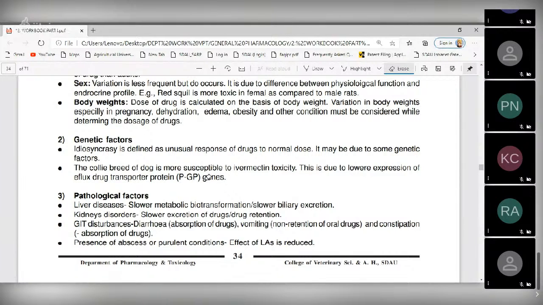Body weight: the dose of the drug is calculated on the basis of body weight. If the variation in body weight is very high, there will always be a variation in dose, and because of that there is always a variation in the dose response curve. For example, during pregnancy there is an increase in the relative body weight of the mother. If there is dehydration, there is a decrease in body weight. If there is edema, there is an increase in body weight. These are pathological conditions which change the body weight of patients, and while giving drugs to such patients you should consider the dose and the effect of the drugs.